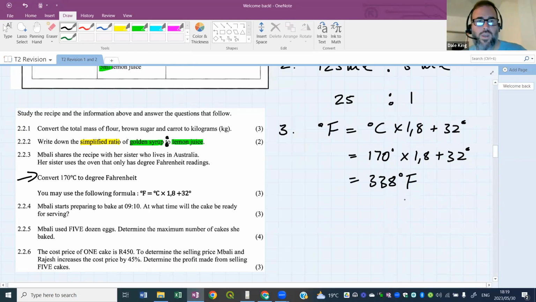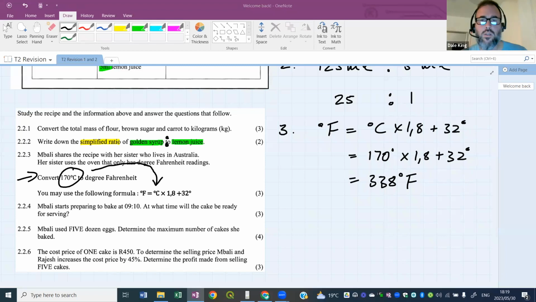Okay, nice and easy. So we substituted into the formula. We just took the 170 degrees Celsius and put it there where it says degrees Celsius and let the calculator do the rest of the work with us. All right. I hope you guys are getting the same answers. All right, good. Well done. Good job. All right, here we go.